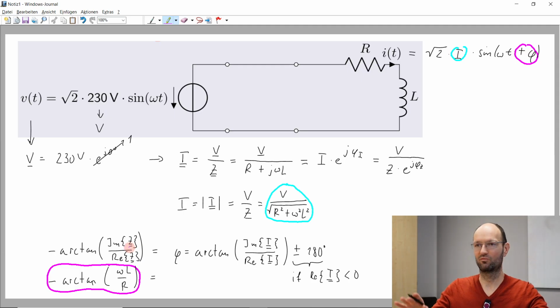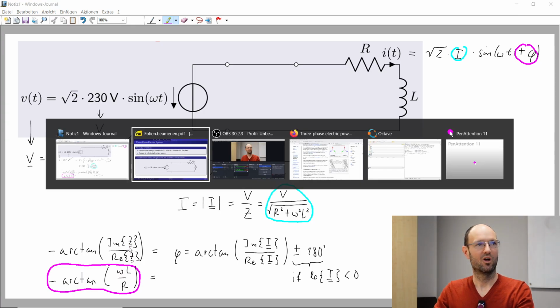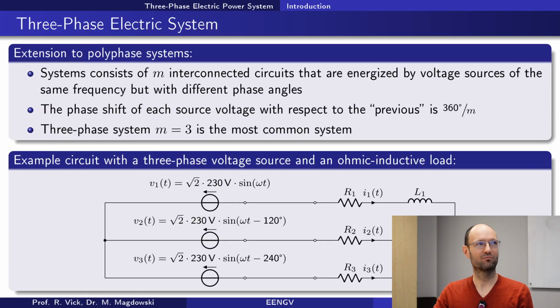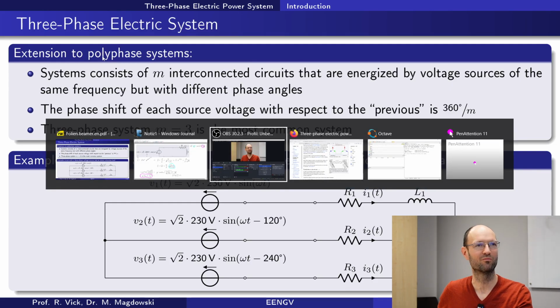This is what you should more or less know and be able to do. Okay, so then let's continue, or let's extend this to systems with more phases, so-called polyphase systems. I at first thought that is some strange translation by DeepL or by ChatGPT or so, but it's really the right term.